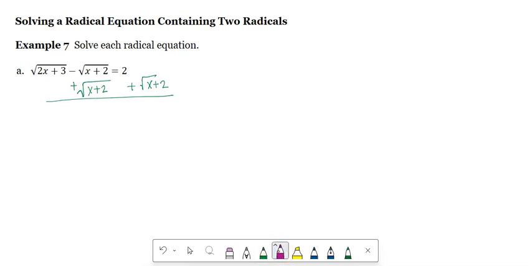So we'll have the square root of 2x plus 3 equaling 2 plus the square root of x plus 2. We want to make sure that square root symbol goes all the way over both terms. All right. Now that we've put one square root on each side, we will square both sides of this equation.